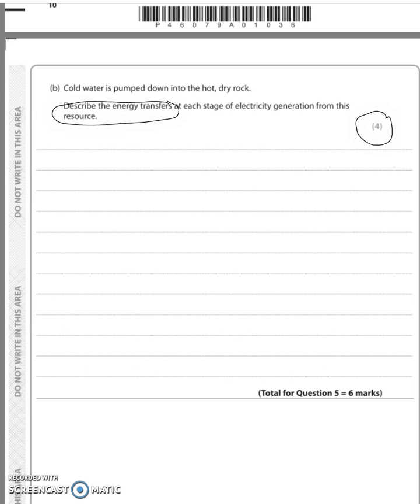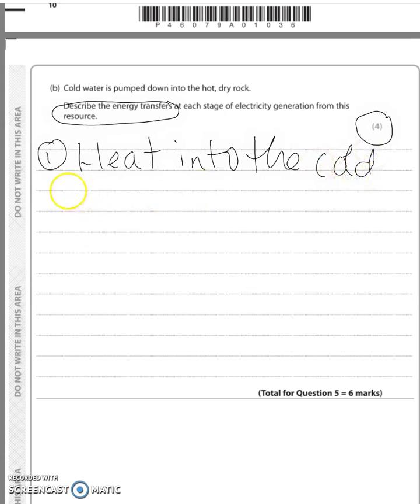The first thing that's going to happen is, as cold water is pumped down, it's going to take heat from the rocks around it. So that would be the first thing that you could get a mark for. Now for this question, there are 7 possible marks available, and you've only got to get 4 of them. So if you give enough detail, it's a good question. For the first mark, as we said, thermal energy or heat is transferred into the cold water. Now you would write this in more detail than me. I'm just going to summarize it, so listen to what I'm saying.